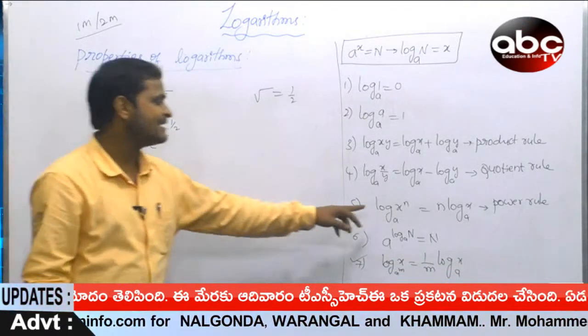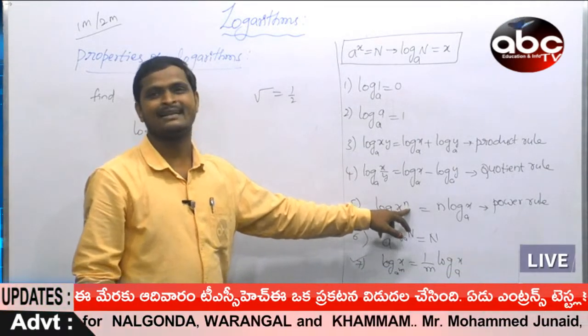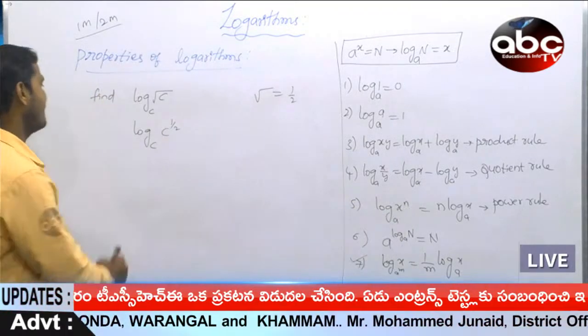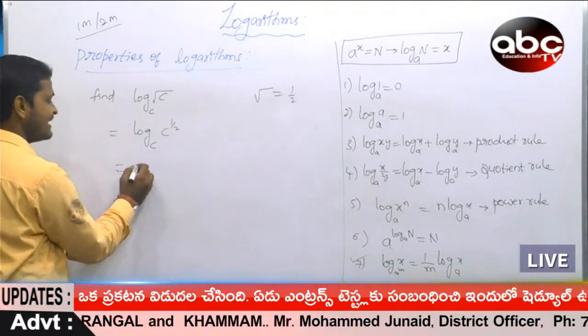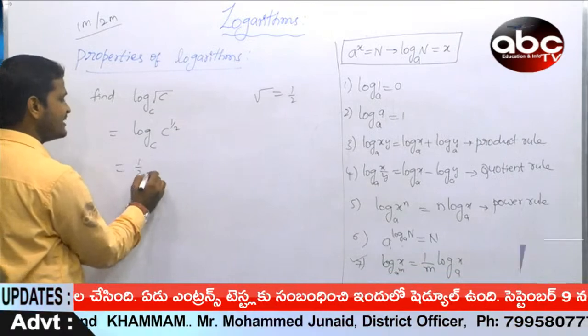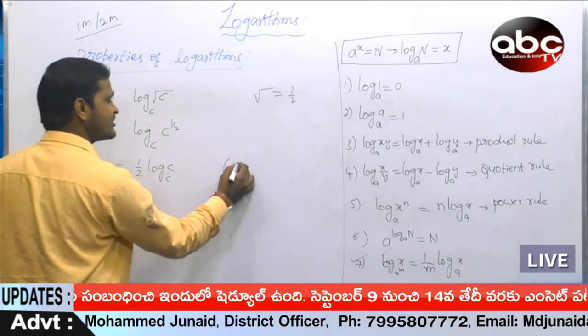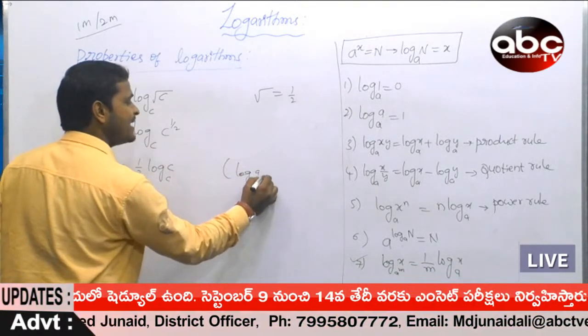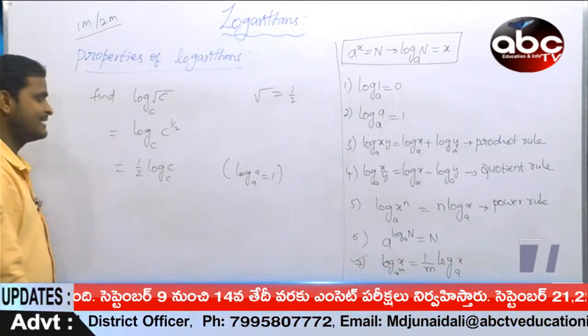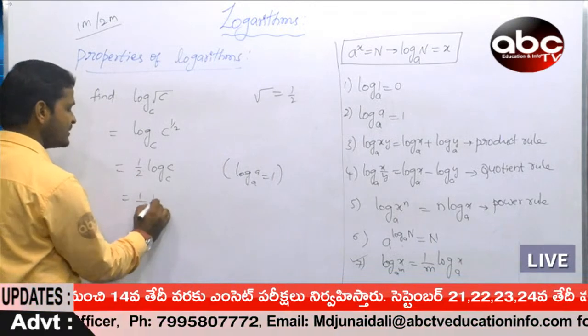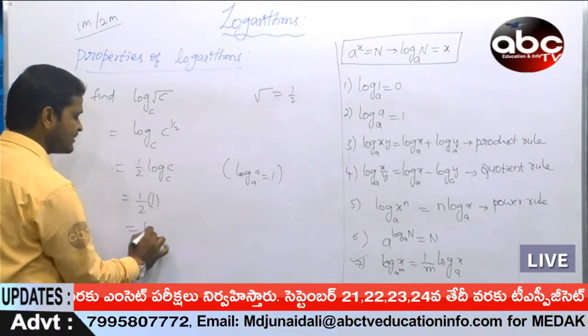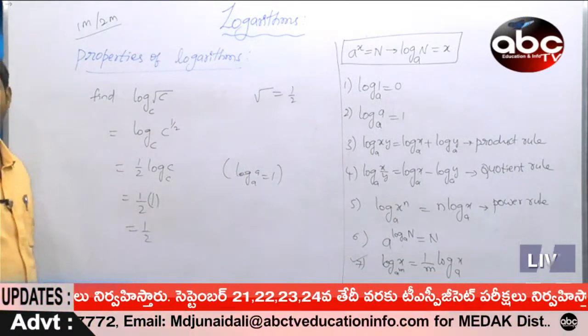Which property here? Log x power n, n into log x base a, right? Then you can write 1 by 2 into log c base c. Already you know, student, log a base a, what is the answer? 1. Then 1 by 2 into 1, that is equal to 1 by 2. Very simple.